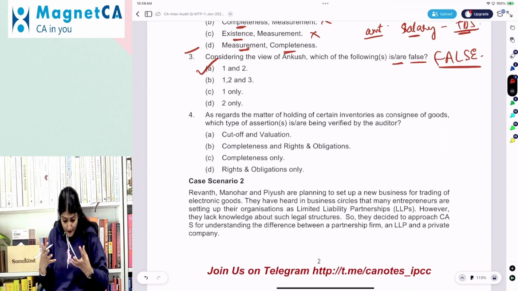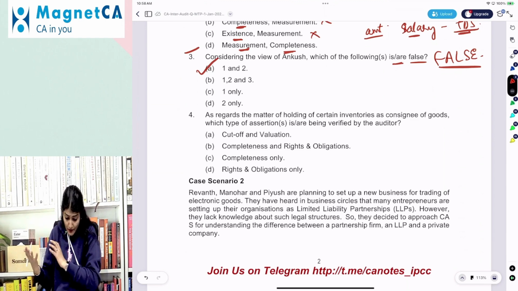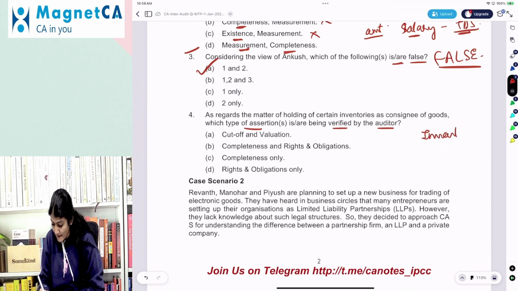As regards the matter of holding inventories of certain goods as consignee of the goods, which type of assertion is being verified by the auditor? Right? So for inventories, what are the assertions that we have? ERCV and a balance sheet item.